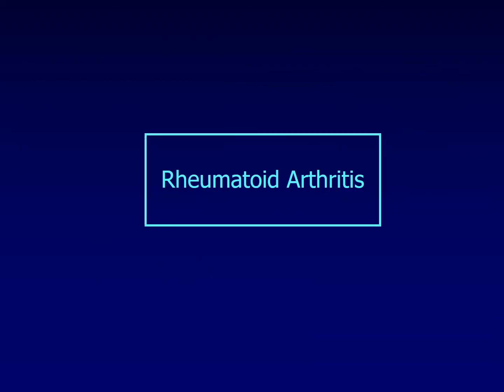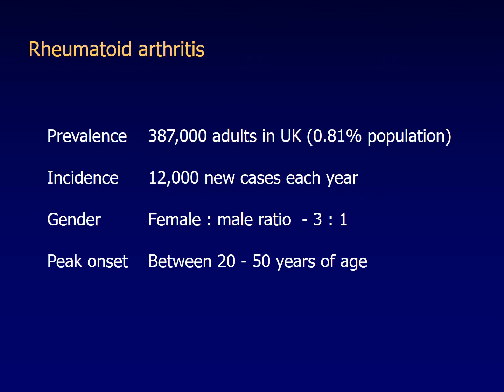Now we come to rheumatoid arthritis. The prevalence of rheumatoid arthritis is 0.81% of the population in the UK. The most common gender is female, and peak onset is between 20 to 50 years of age.